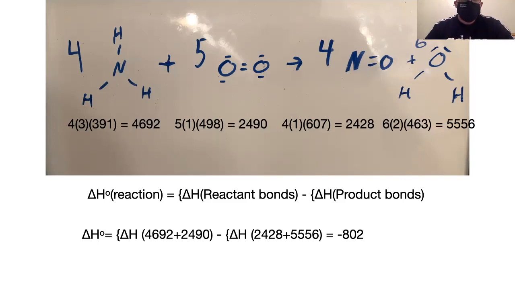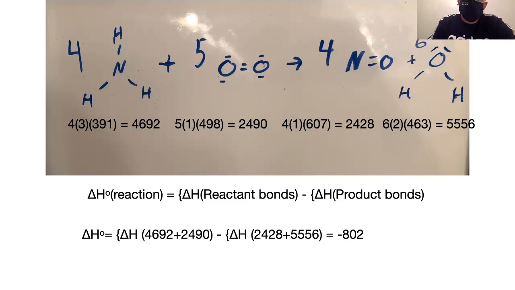Now we take these numbers and put them into our equation, where we take our reactants. So that is the NH3 and the O2, and we pop those into our reactants bonds. And then we take our NO and our H2O and pop that into our products.